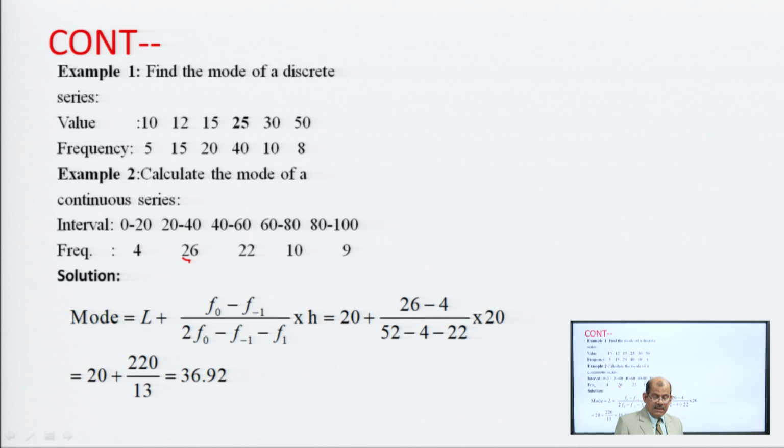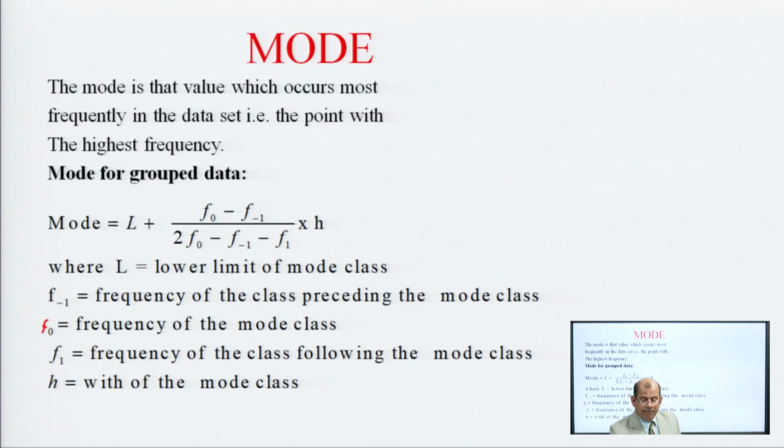It is equal to 20 plus, solving this, the numerator is 220 divided by 13, which means the result is 36.92.